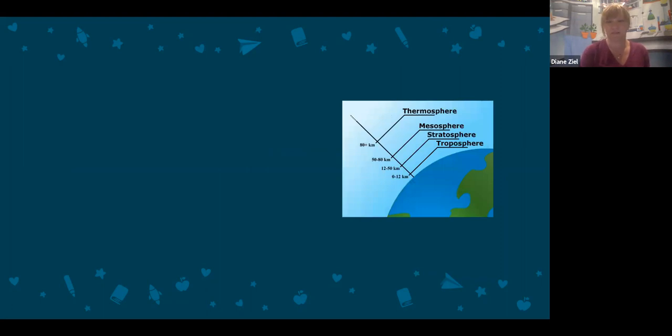Here you see an example that shows layers of this word: the troposphere, stratosphere, mesosphere, thermosphere. What are these layers of?